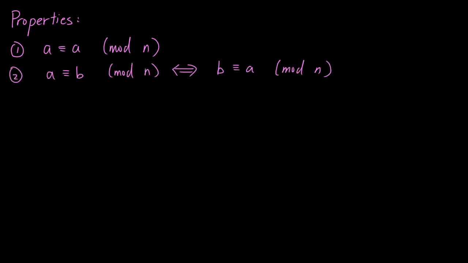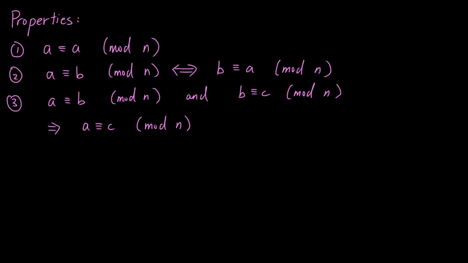There are some properties which are immediate from the definition. First, a is congruent to a mod n for any integer a. Second, a is congruent to b mod n if and only if b is congruent to a mod n. Third, a is congruent to b mod n and b is congruent to c mod n implies that a is congruent to c mod n.